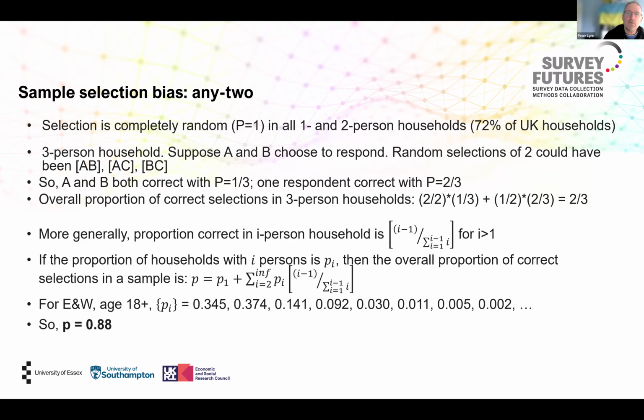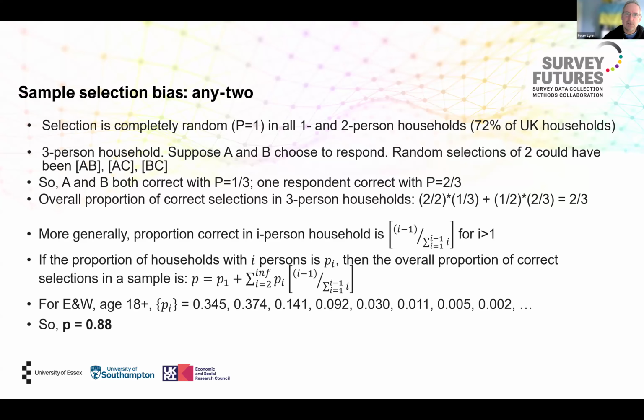And if you run through the maths, as I've done on this slide here, you can see that what should happen over a whole set of three-person households is that both of the people who respond will turn out to be the ones who you would have randomly selected in one-third of the cases. One of them will be correct in two-thirds of the cases. It's not possible for neither of them to be correct if you're selecting two out of three. So overall, that means that about two-thirds of the people who respond are the correct respondents. So it's only the other third that might potentially be introducing some bias and messing up the representativeness of your sample.